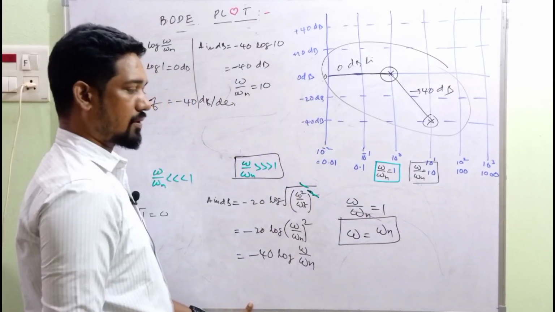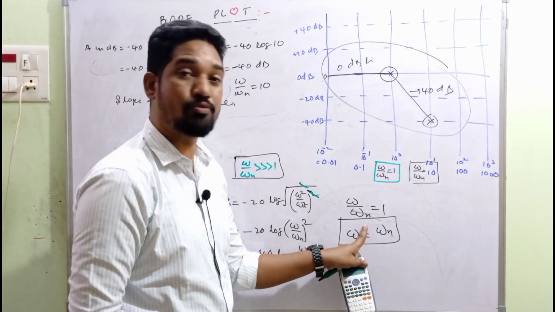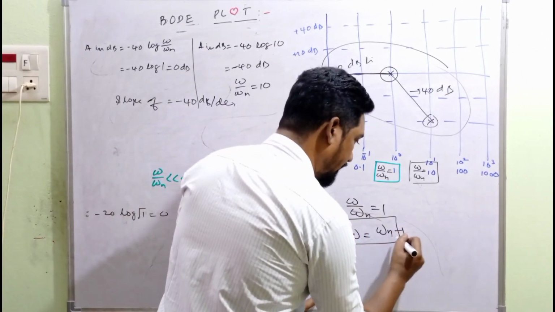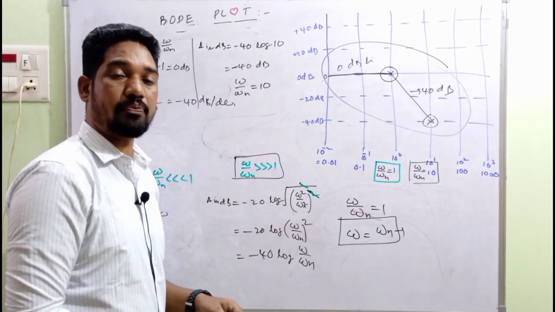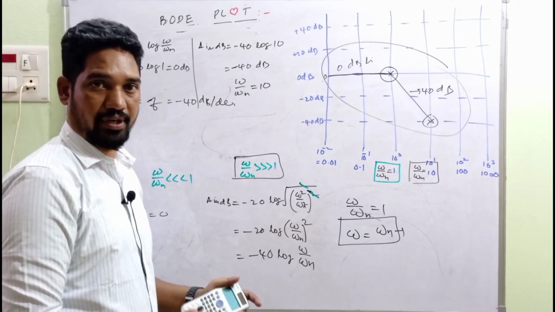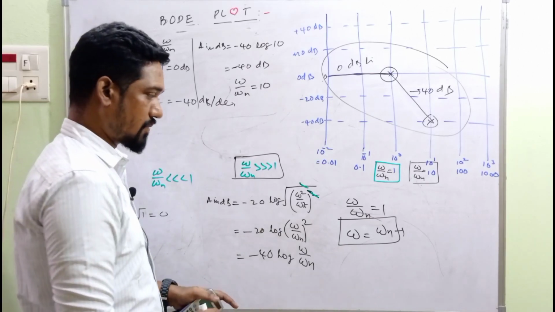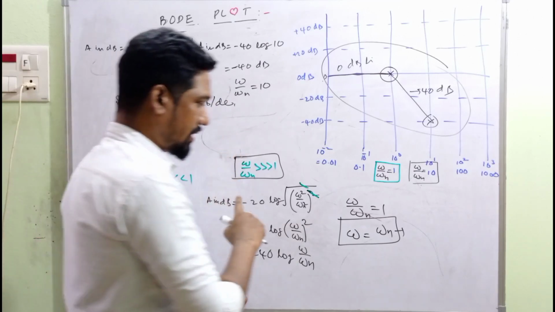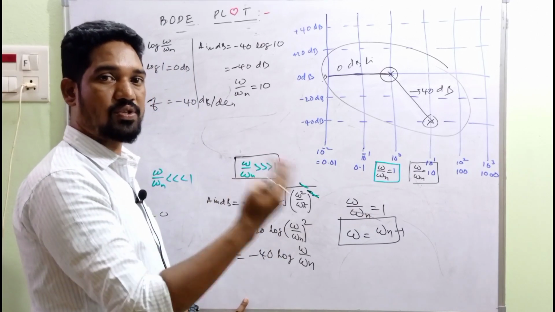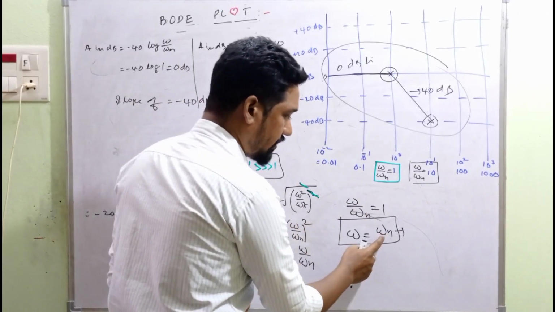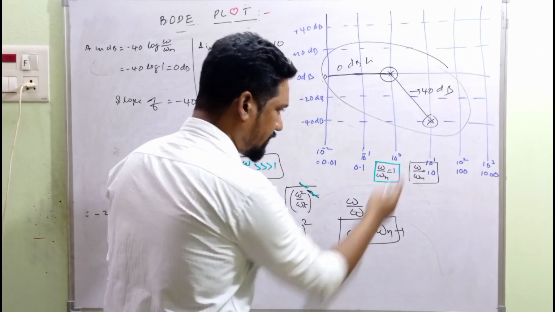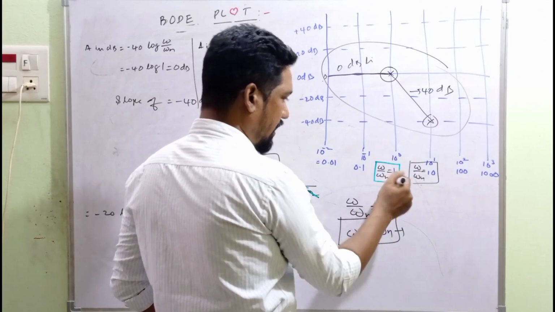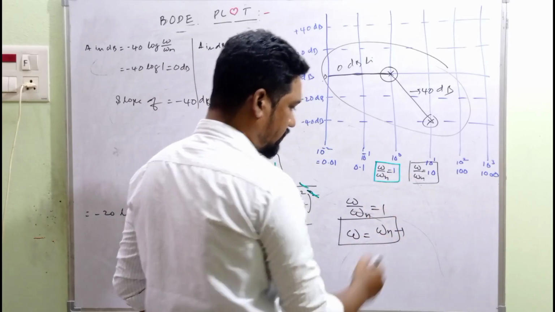Now this, guys, game changer, I should say, game changer in the quadratic expression. Now this omega n is the corner frequency of the second order factor, the quadratic factor in the denominator. Previously it was omega equal to 1 by T for the factor 1 by 1 plus sT. Now for the factor s square plus 2 zeta omega n into s plus omega n square, the corner frequency will be equal to omega n. Why? Because the 0 dB line and the minus 40 dB line are intersecting at omega by omega n equal to 1, and this says omega equal to omega n.